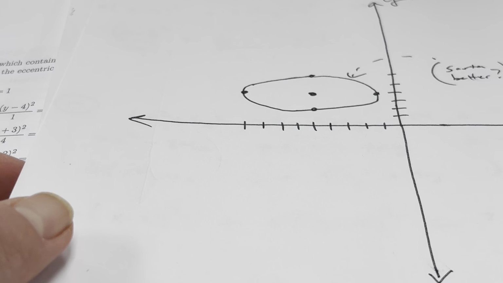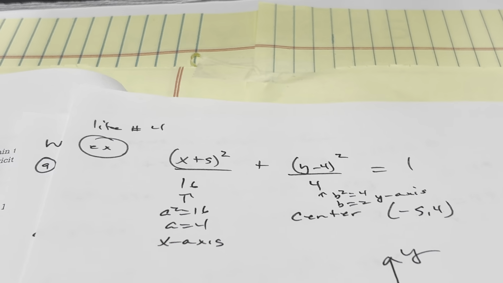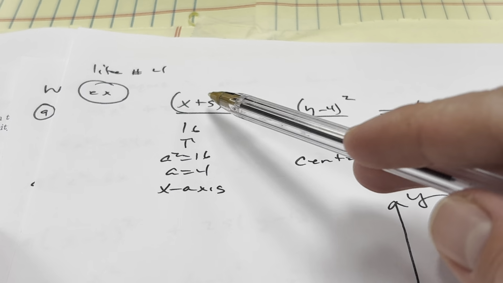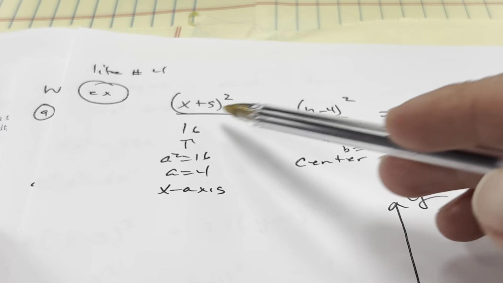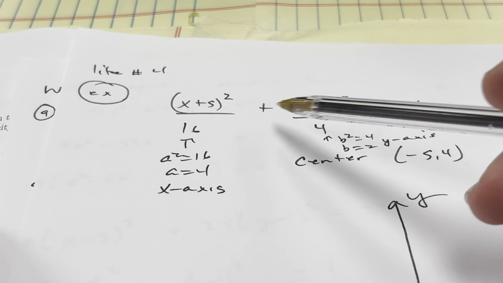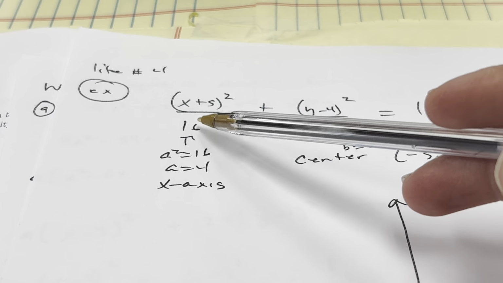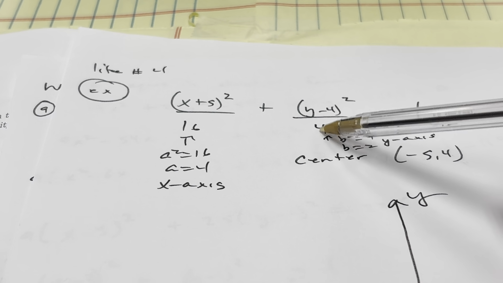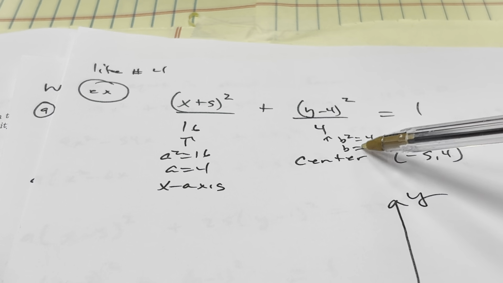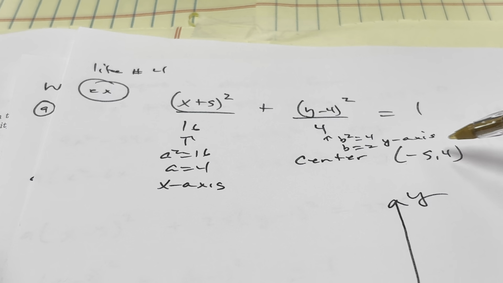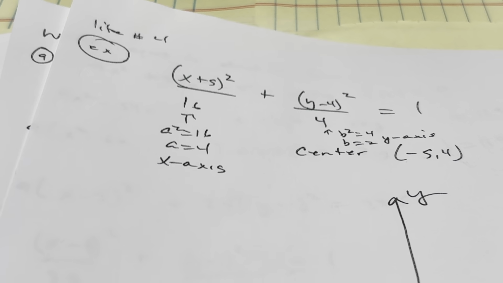All right, so like the one we just did, we're going to graph it. You have (x plus 5) squared over 16, (y minus 4) squared over 4. This time, a squared is associated with the x-axis. A is 4, associated with the x-axis. B squared is 4, so b is 2. It's associated with the y-axis. And the center is negative 5, positive 4. Negative 5, positive 4. All right.